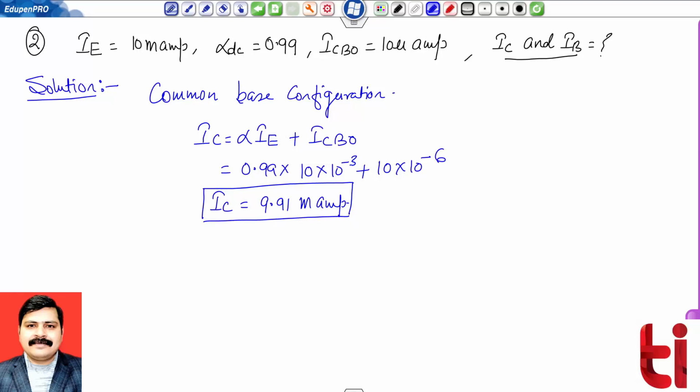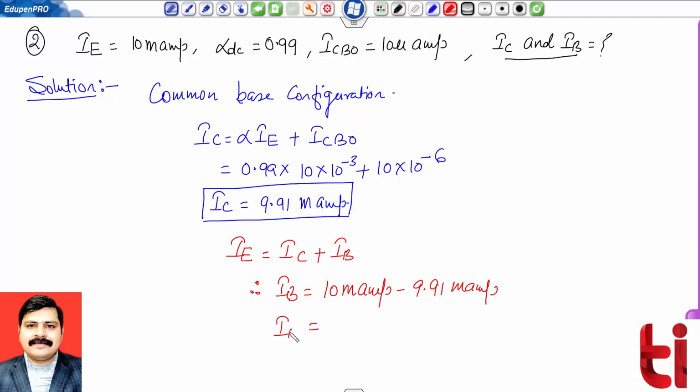So IC we have calculated, IE was given. Now we can use the term IE equals IC plus IB. Therefore, my base current IB will be equal to 10 milliampere, that is my IE, minus 9.91 milliampere, which is my IC. Usually we prefer to measure the value of base current in microamperes, so the value of IB is 90 microamperes.